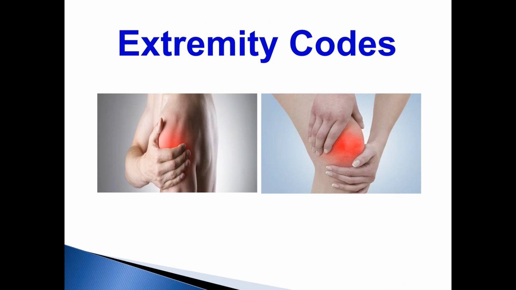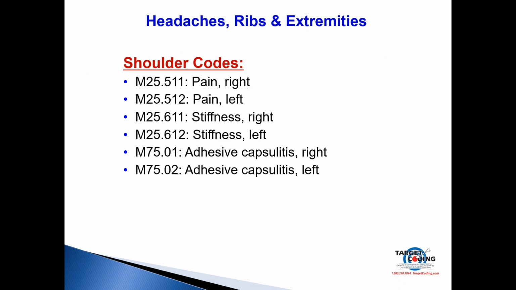Extremity codes. Start with the shoulder. Pretty straightforward. You got right shoulder pain M25.511, left shoulder is 512. Now I know I'm going to get this question, Dr. Kotler, what happens if the patient comes in with bilateral shoulder pain? What's the code for that? Well, at the present time, there ain't one. So I guess you'd have to report both.